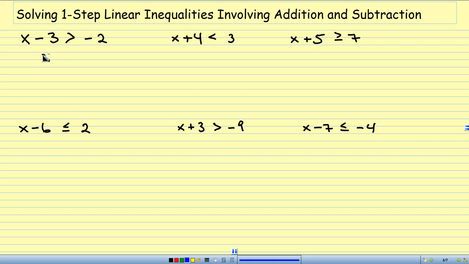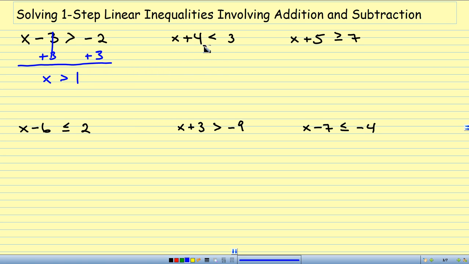You know what to do. You add 3 to both sides. When you add 3 to both sides, that cancels out the negative 3 and the positive 3. And now we have x is greater than, I owe $2, but I have $3. At the end of the transaction, I still have $1 in my pocket.